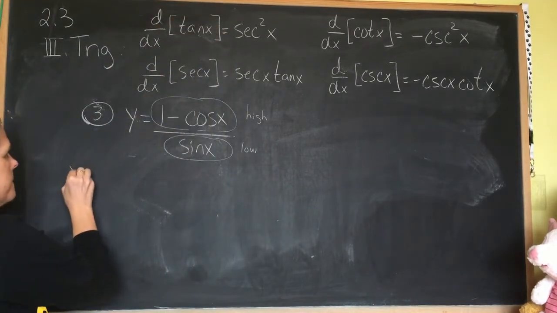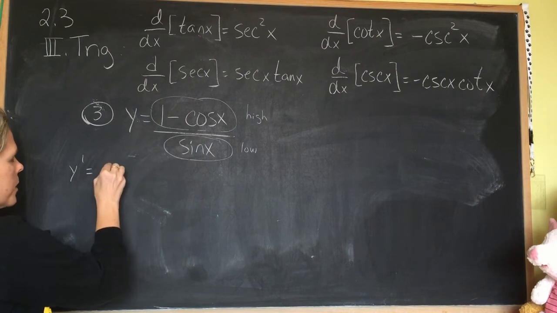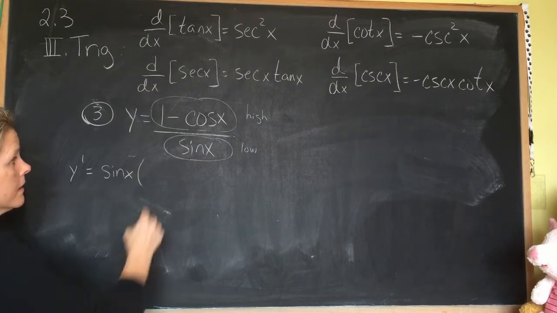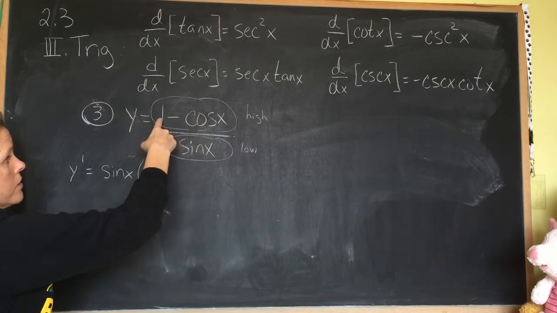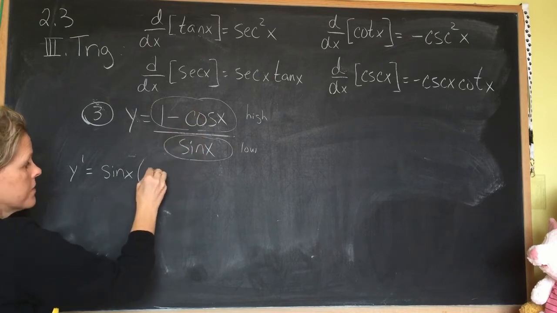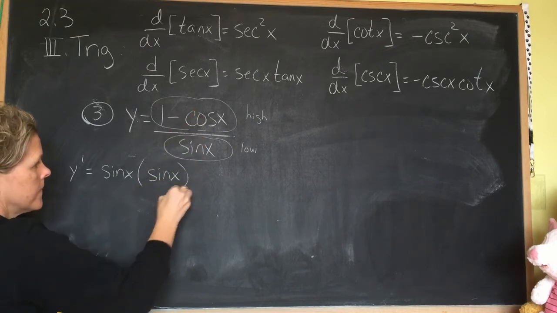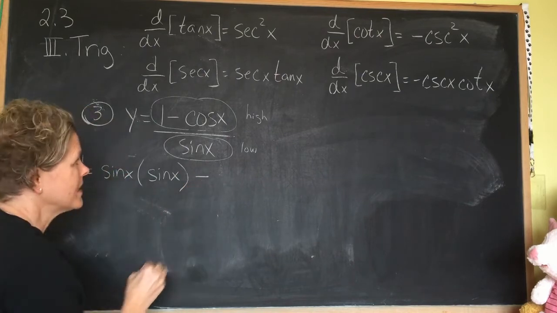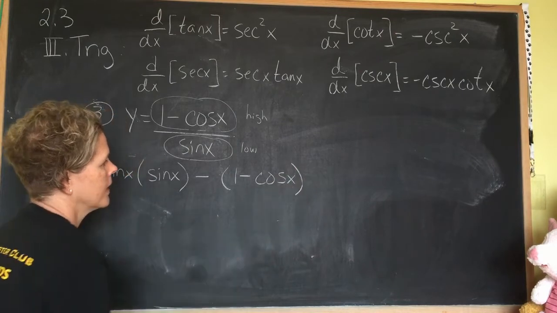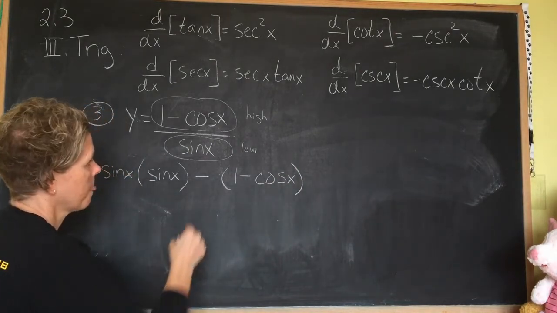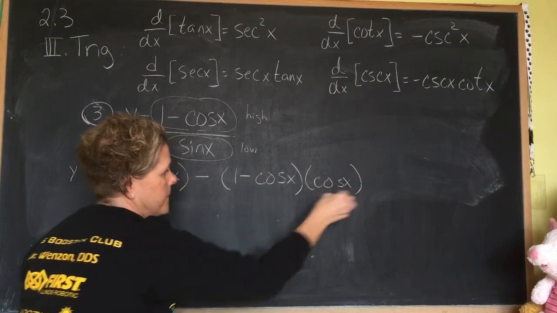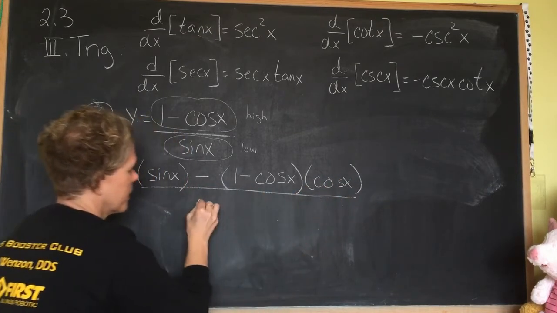Okay, so quotient rule. Here we go. Write down the low term. Take the derivative of the high. So when I go up here, the derivative of 1 is just 0. Derivative of negative cosine would be a positive sine. Minus, write down the high term, and take the derivative of the low. Well, the derivative of sine is just cosine. All over the low term squared.